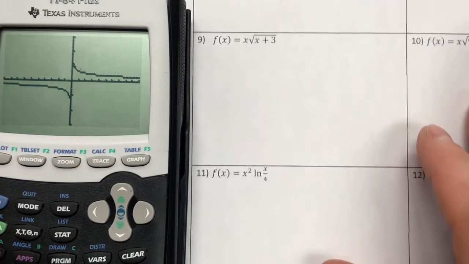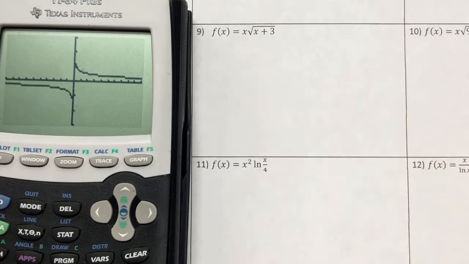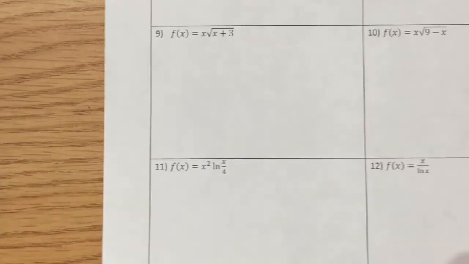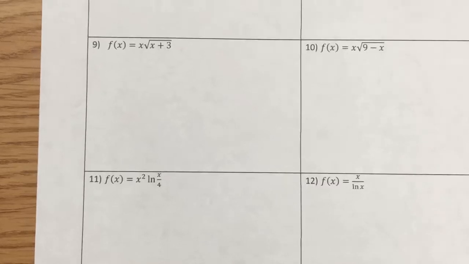So why don't you pause the video, try out number 9, and see if you can bypass the second derivative by using the graph of the first derivative to reveal the information. Unpause it when you're done and see how well you can compare to this. Okay, so let's take a look at number 9.